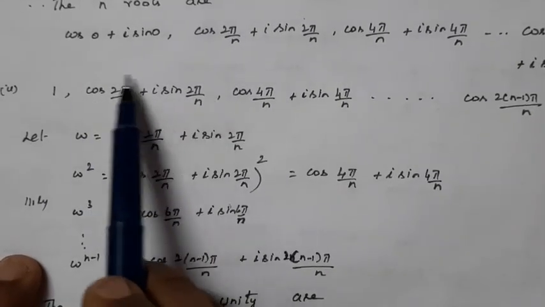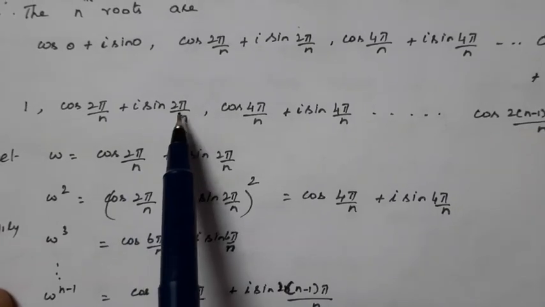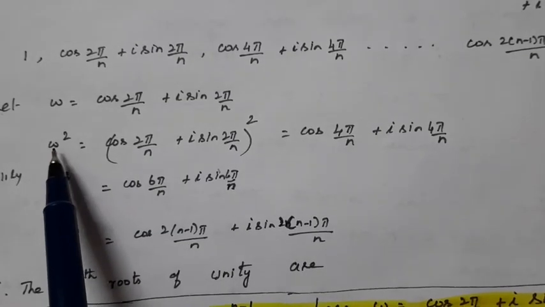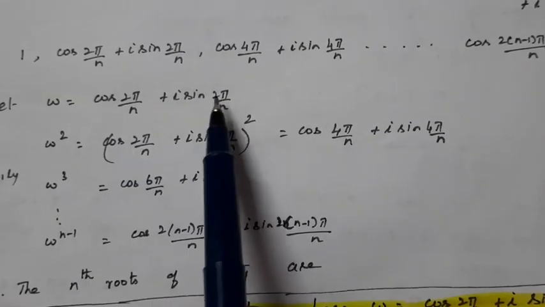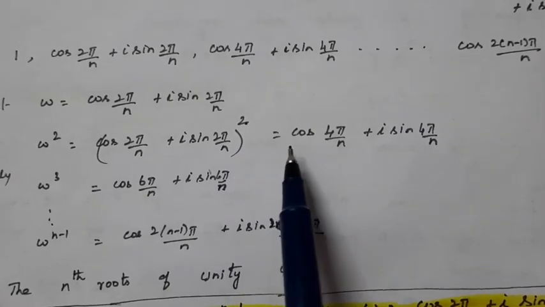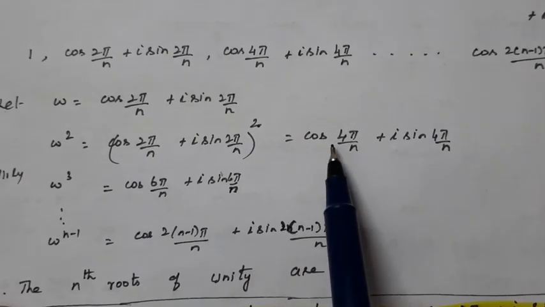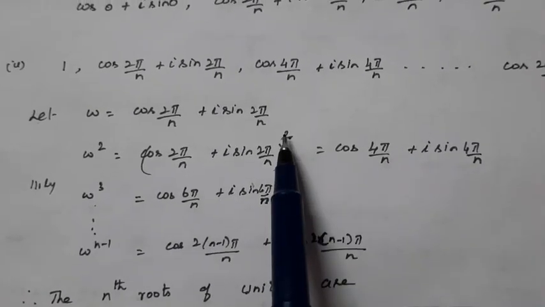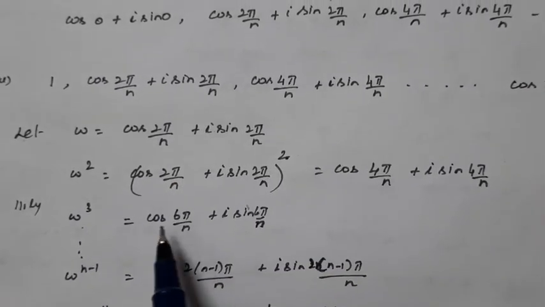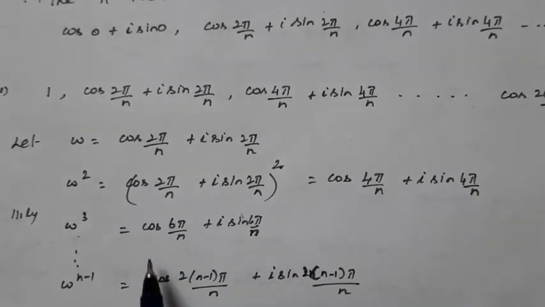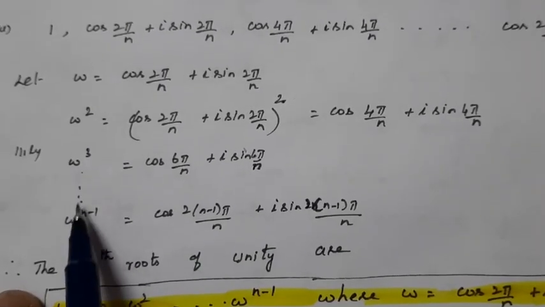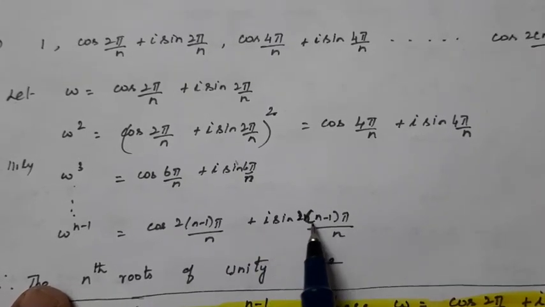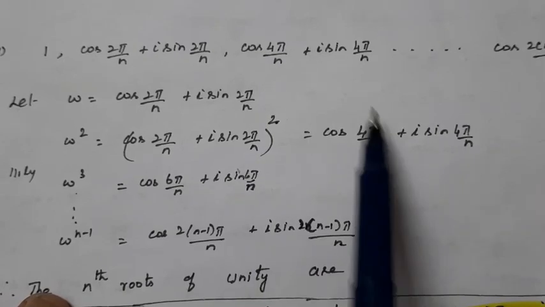Let us take the second value, cos 2 pi by n plus i sin 2 pi by n, to be some omega. Now what happens to omega squared? Omega squared means [cos 2 pi by n plus i sin 2 pi by n] the whole squared. Applying De Moivre's theorem, it would be cos 4 pi by n plus i sin 4 pi by n. Now omega cubed: you multiply the power by 3, so 3 twos are 6, giving cos 6 pi by n plus i sin 6 pi by n. Proceeding in this way, what is omega power n minus 1? Cos of 2 into (n minus 1) pi by n plus i sin of 2 into (n minus 1) pi by n. So these are the other nth roots.